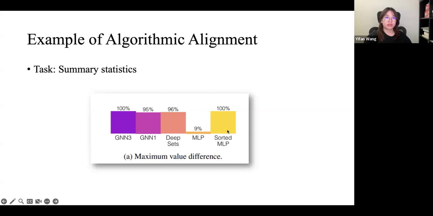So the reasoning algorithm for a sorted MLP will reduce to a simple subtraction. So the performance becomes much better than the MLP. GNN, here we can see that graph neural networks also have high test accuracies. This is because the summary statistics are a special case of the next task I will talk about later, relational argmax. Okay, so from the results, we can see the results validate the theoretical findings.